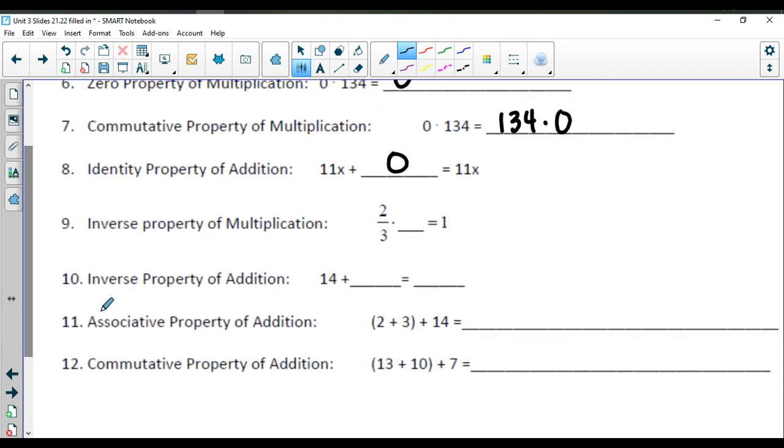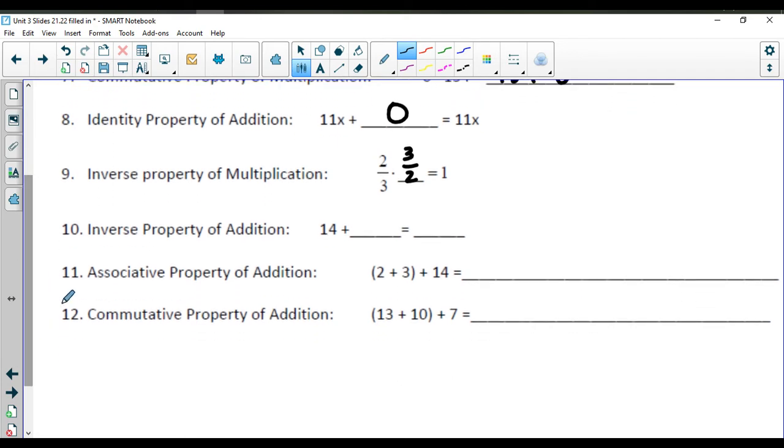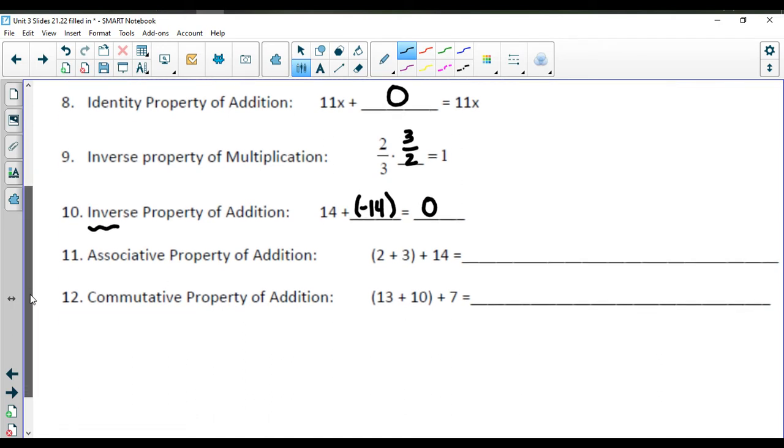For the inverse property, this is the one where we multiply by the reciprocal. So I have 2/3 times 3/2. 3/2 is my reciprocal. Inverse property of addition, so this is the one that undoes it. If I start with the 14, I would have to add the opposite, which is a negative 14, and that's going to result in 0 for me.